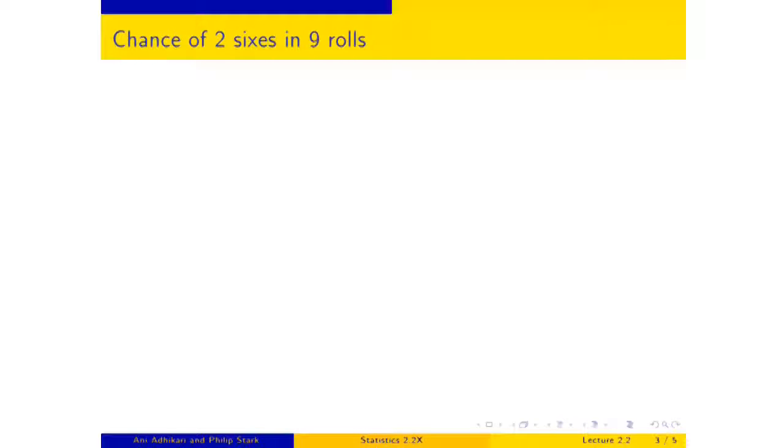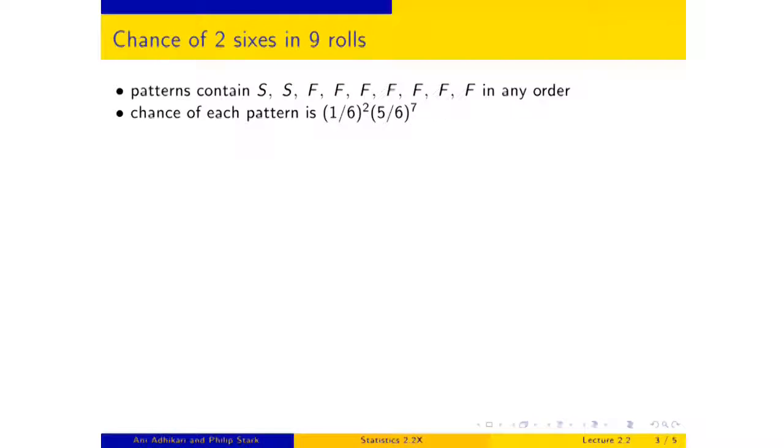In 9 rolls, you expect to see some probability of 2, though not very large. Well, okay, so what do we want? 2 6s in 9 rolls. So what are the other 7 then? Well, non-6s. So I have 2 S's and 7 F's. The pattern has to contain 2 S's and 7 F's, but in any order. And I really don't want to have to write out all those orders if I can help it. What I know and makes me happy is that no matter which order I write them in, the chance of that order is going to be the same, because it will have 2 factors of a sixth and 7 factors of 5/6, regardless of which order these letters are written in.